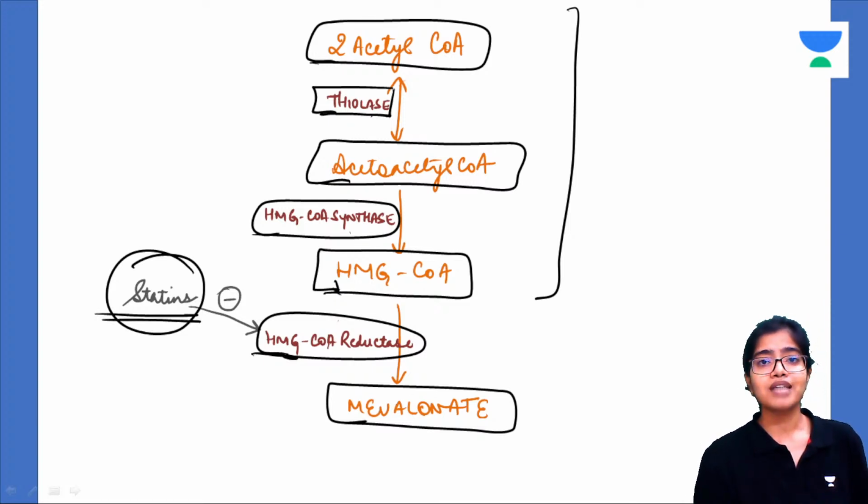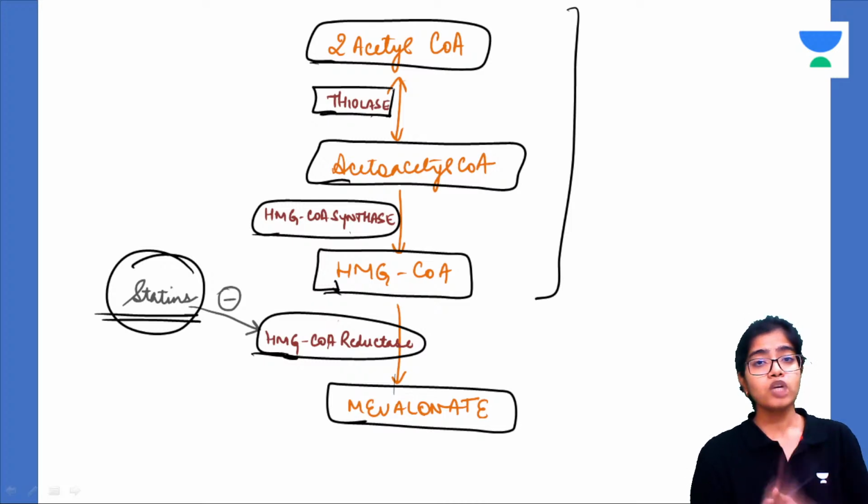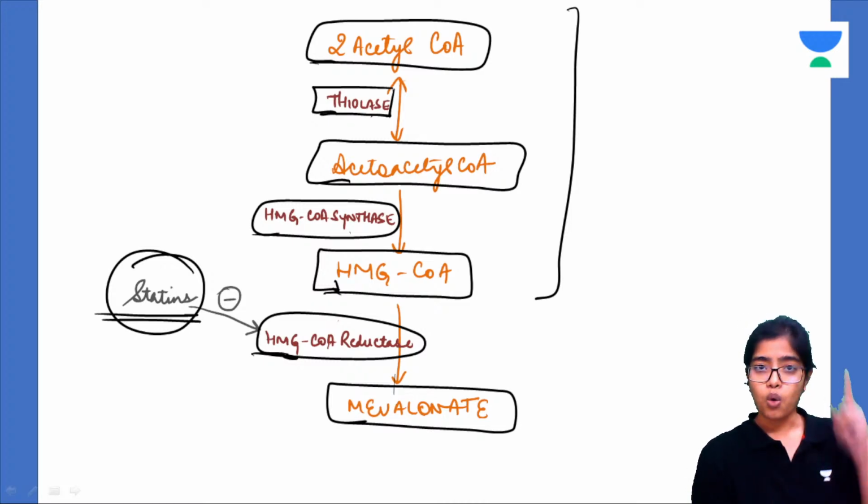Rosuvastatin, atorvastatin, simvastatin. All these statins lower cholesterol by inhibiting the rate limiting enzyme, that is HMG CoA reductase. This rate limiting enzyme will be inhibited. This step will not occur. When the rate limiting step is inhibited, what have we learnt in enzyme kinetics? It will stop, it will inhibit the whole reaction. So, cholesterol synthesis is inhibited.